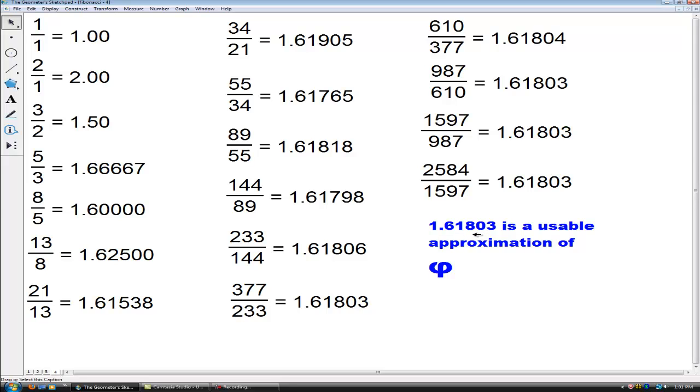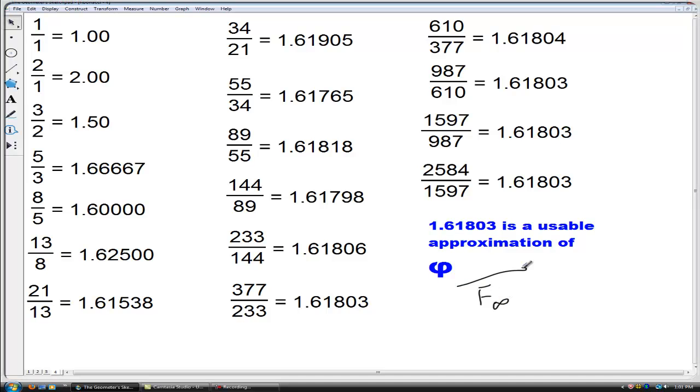1.61803. We would actually get to the number phi when our denominator was f sub infinity, so that would be the infinite Fibonacci term, and our numerator would have to be one more. So is it possible to get to infinity? And if so, can we then add one more?